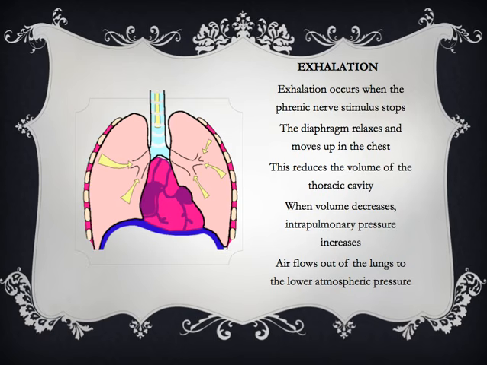On exhalation, the phrenic nerve stimulation is stopped, the diaphragm relaxes, it moves up, and air is passively pushed out of the chest, basically. And so we have positive pressure on exhalation.